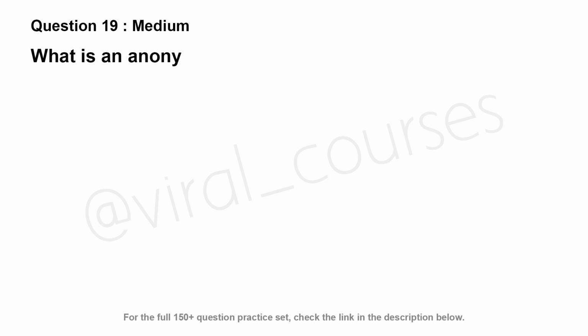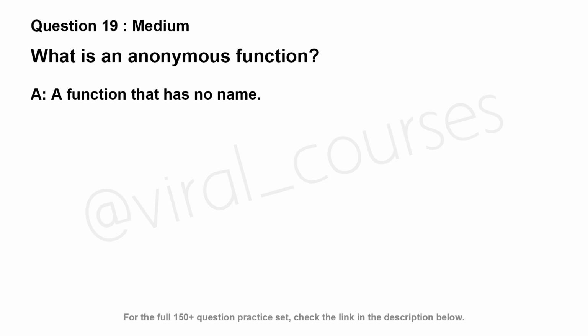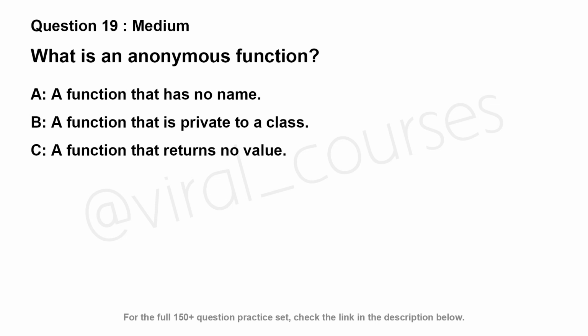What is an anonymous function? Option A, a function that has no name. Option B. A function that is private to a class. Option C. A function that returns no value. Option D. A function that is called automatically.